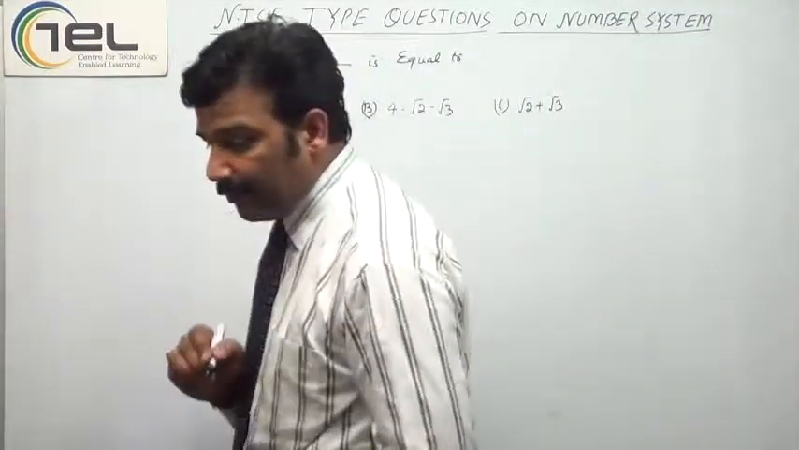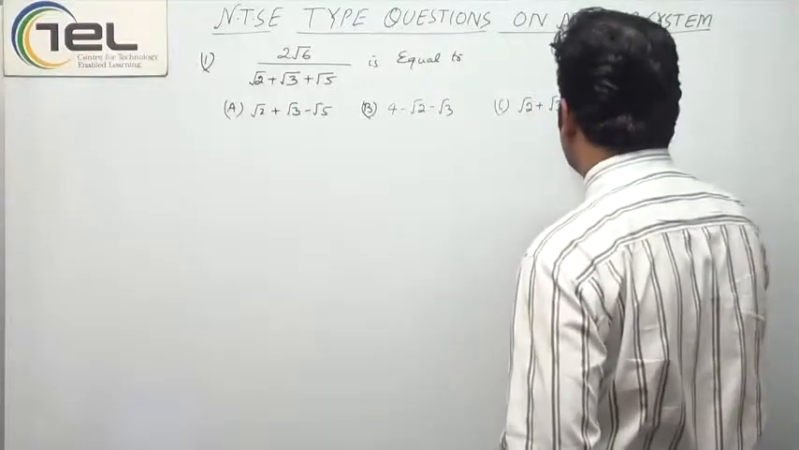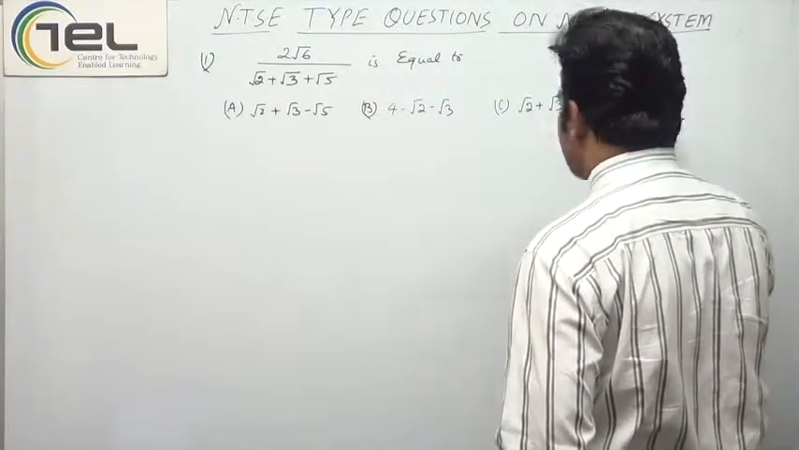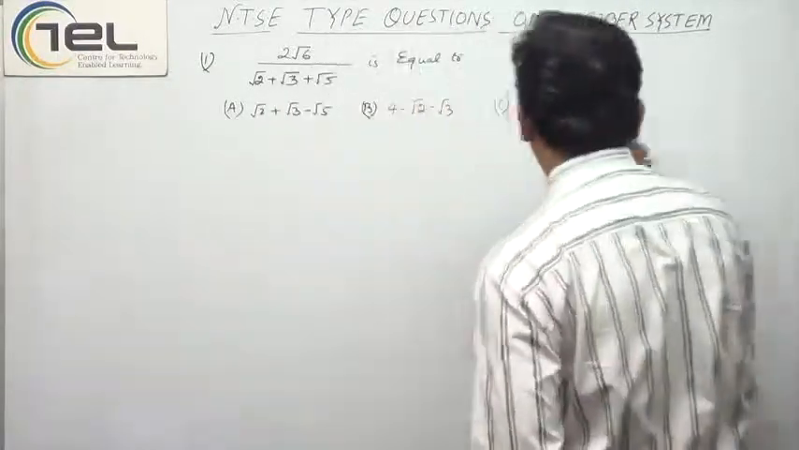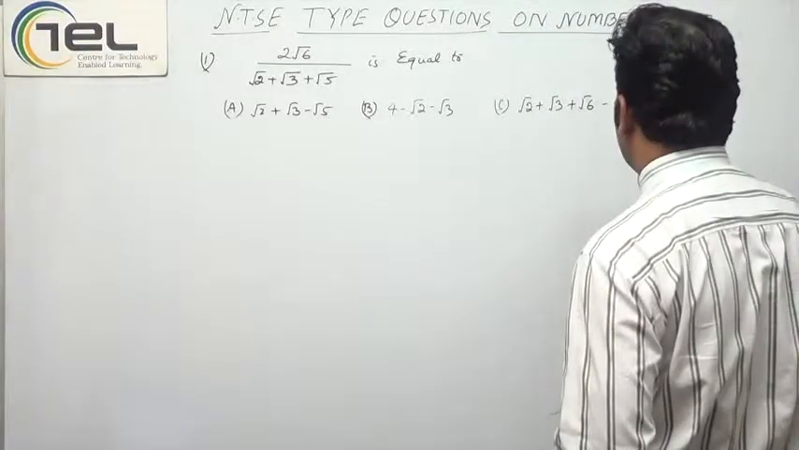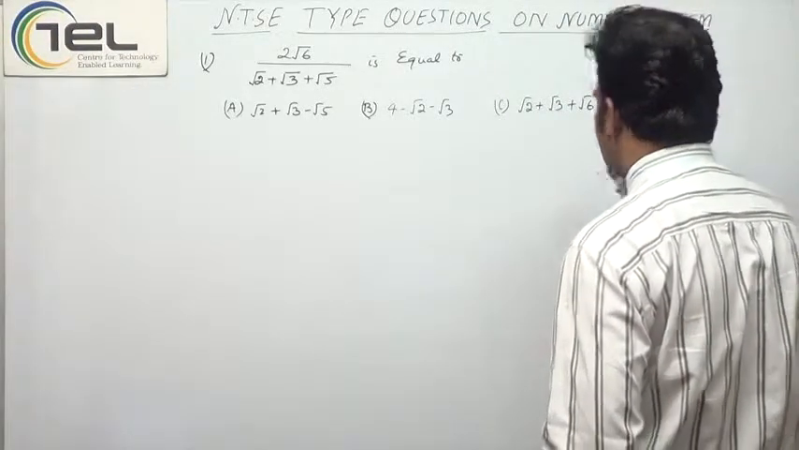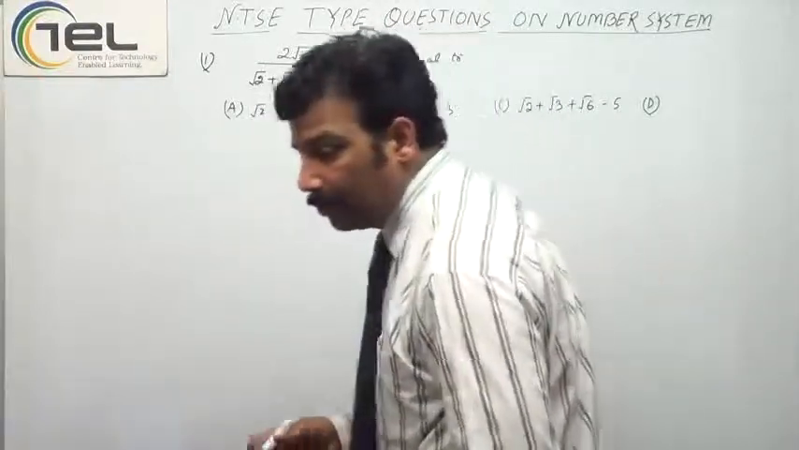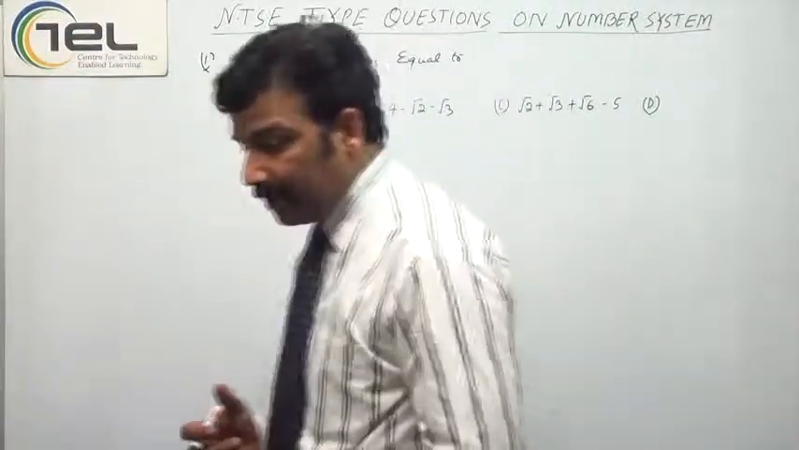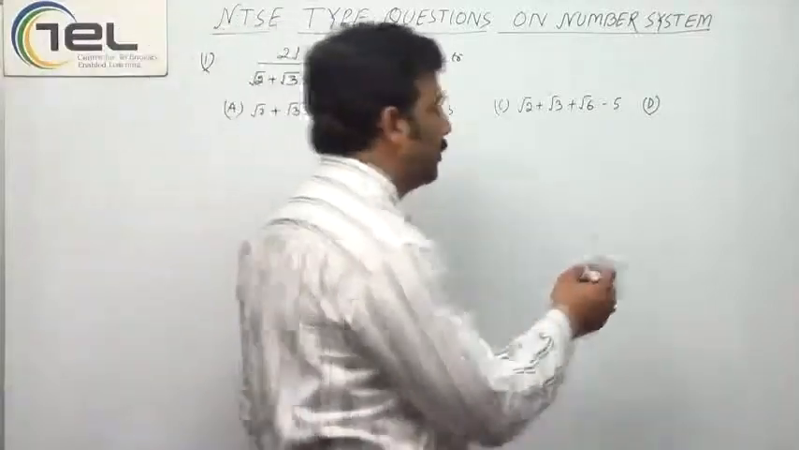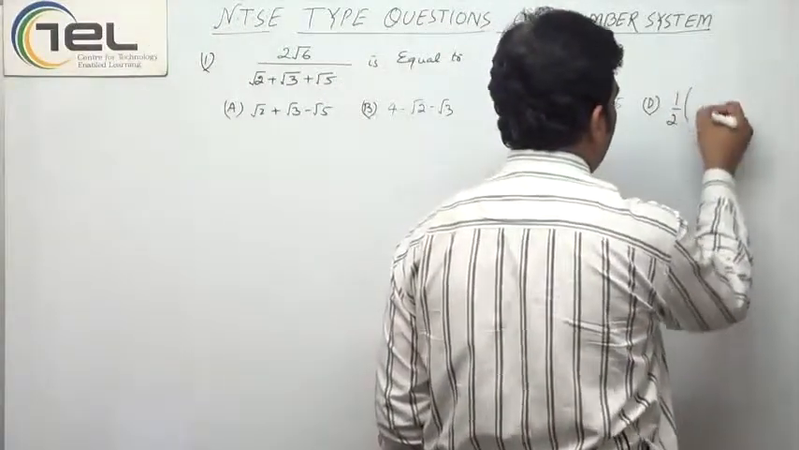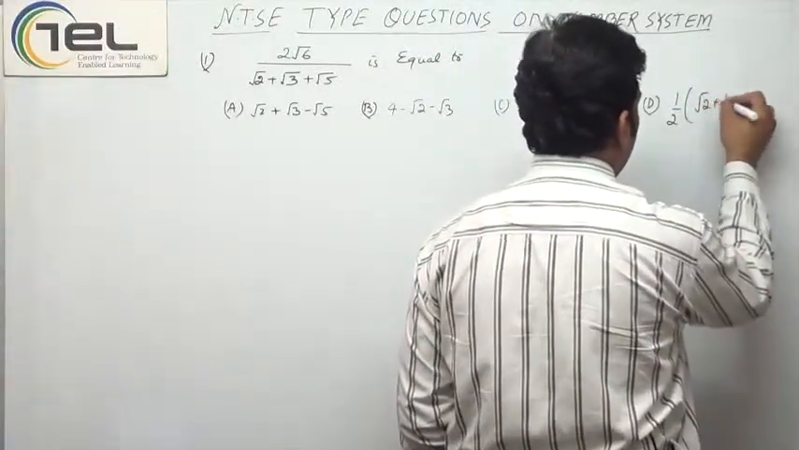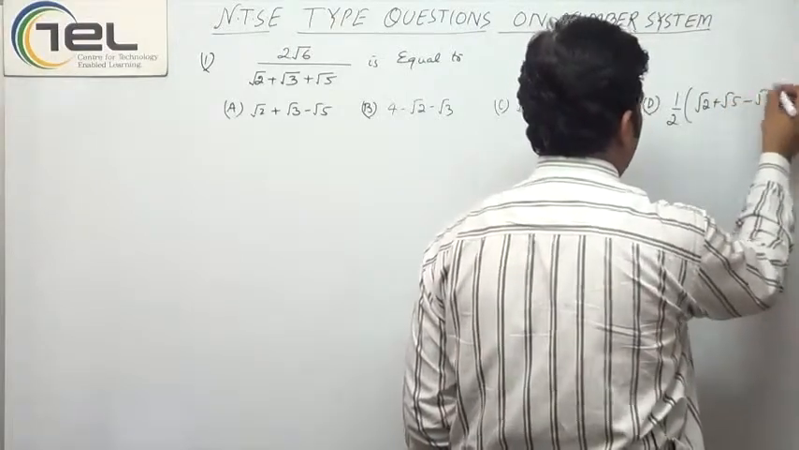plus root 6 minus 5. And the D, the last option, is half of root 2 plus root 5 minus root 3. It is half of root 2 plus root 5 minus root 3.